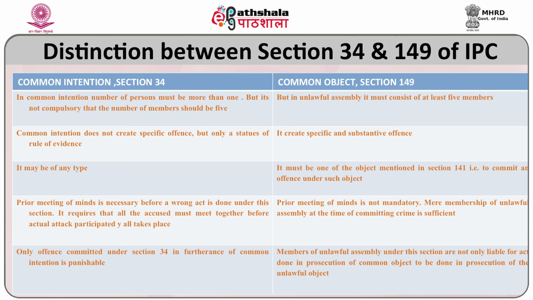And the last difference, and a very important one, is that under section 34, only an offence committed in furtherance of common intention is punishable, whereas under section 149, members of the unlawful assembly are liable not only for an act done in prosecution of the common object, but also for acts done in prosecution of the unlawful object.